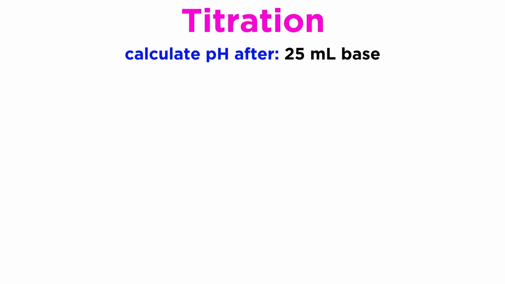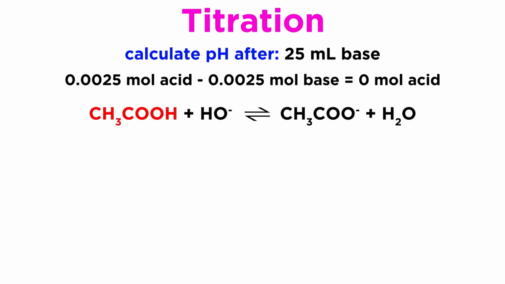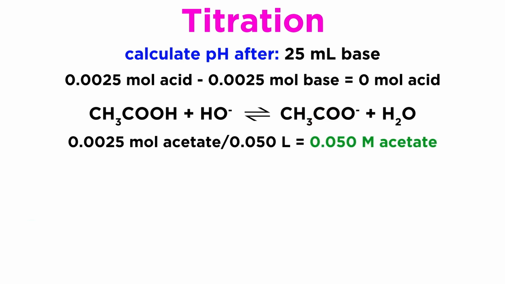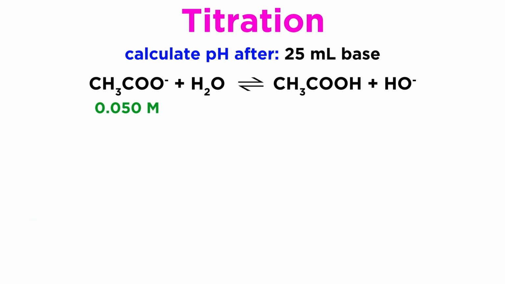Next, let's add 25 milliliters of 0.1 molar sodium hydroxide. This is precisely enough base to neutralize all the acid, which means all 0.0025 moles of acetic acid will be converted into 0.0025 moles of acetate ion, which divided by the new total volume gives us a solution that is 0.05 molar in acetate.